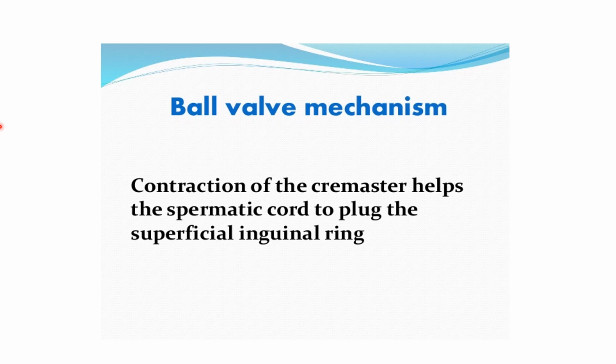Ball valve mechanism: the contraction of the cremaster muscle helps the spermatic cord to plug the superficial inguinal ring. So what happens when the spermatic cord is exiting through the superficial inguinal ring? The spermatic cord is surrounded by the cremaster muscle, and when this muscle contracts, it pulls the spermatic cord upward, so that this pulling causes the plugging, the closure of the superficial inguinal ring, and this is known as the ball valve mechanism.